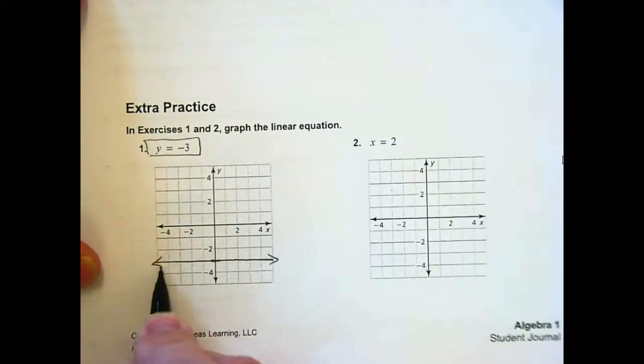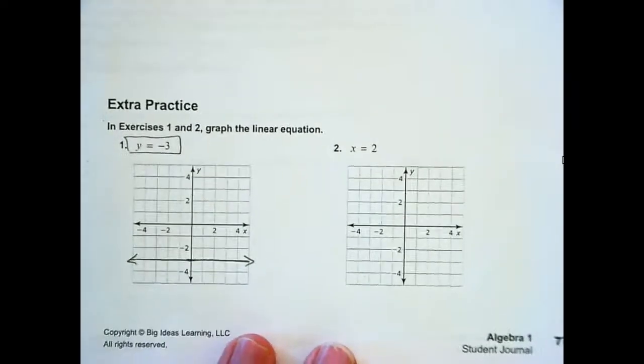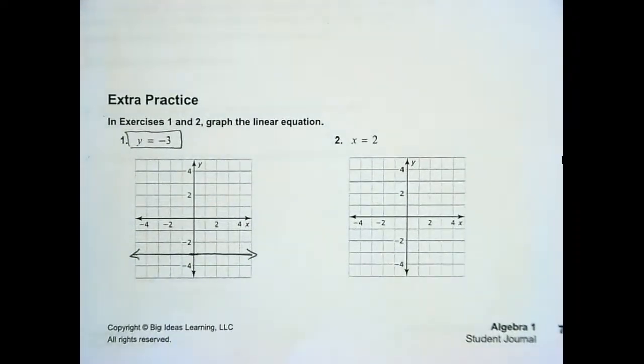Wait, doesn't it go all the way? No, it's a straight line. Y is always -3. With that being said, I want you to make sure number 2 is correct. Same rules apply with number 2.